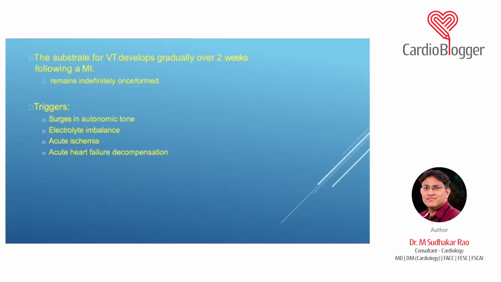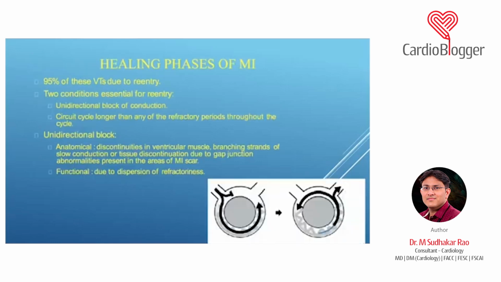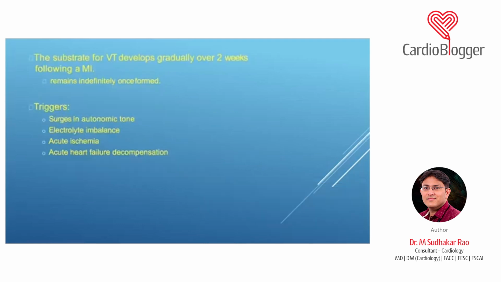In acute MI, the trigger can be ischemia, hypokalemia, hypomagnesemia, hypoxia, acidosis, or increased sympathetic tone, decreased parasympathetic tone, or heart failure decompensation. Any of these can be a trigger. And we should have a substrate also, and we should have a unidirectional block, and so these things are important.